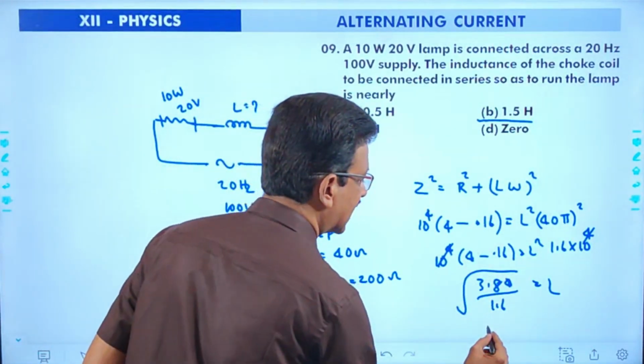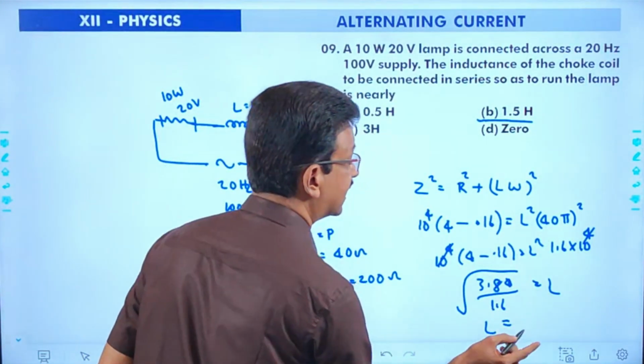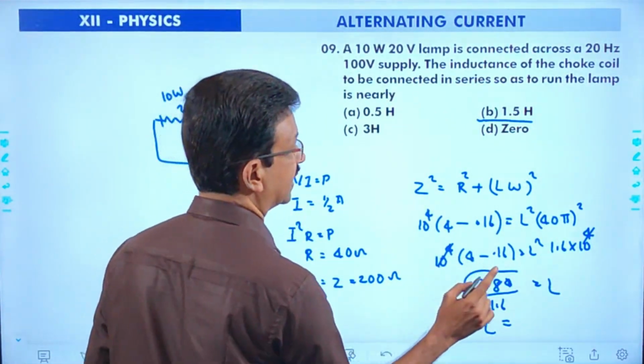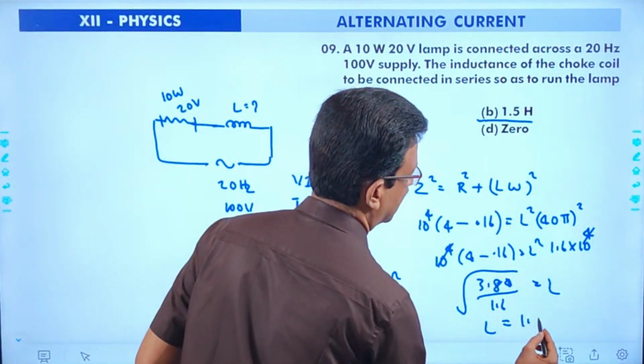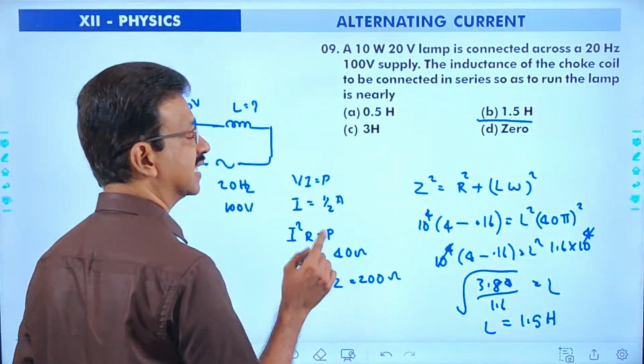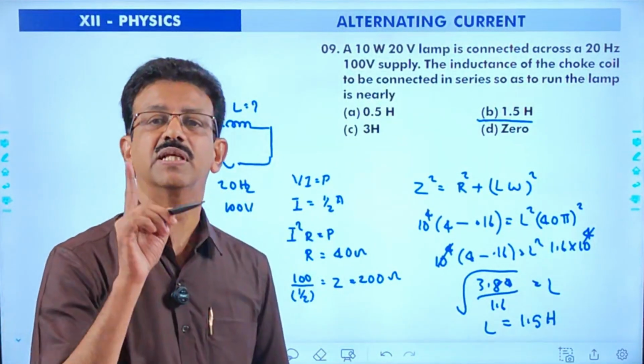Therefore, the correct answer is: the inductance of the choke coil to be connected in series so as to run the lamp is L equal to 1.5 Henry. Henry is the unit of inductance. Therefore, the correct choice is B.